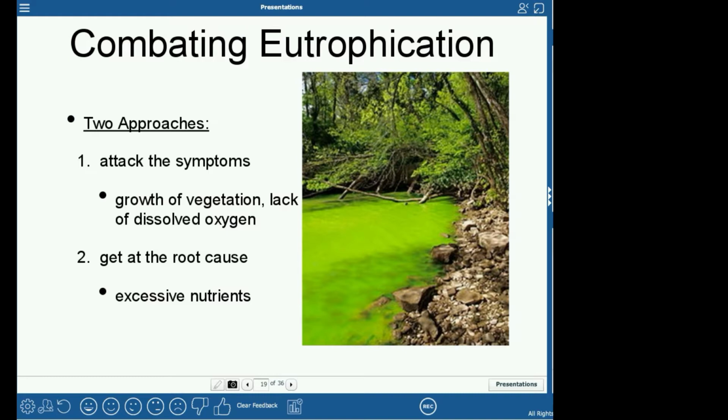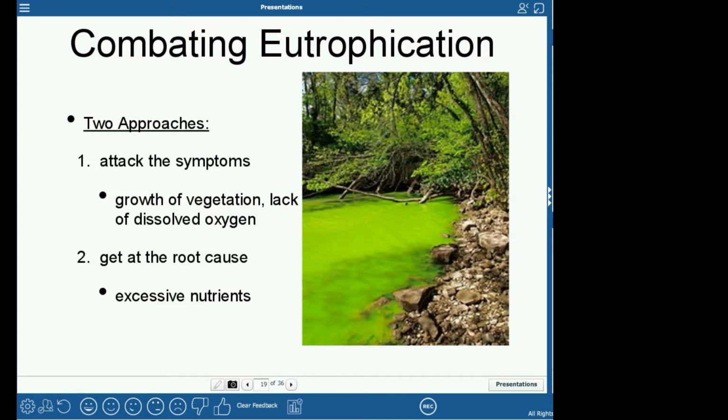There are two ways that we can combat eutrophication. We can attack the symptoms, so the growth of extra algae, like we could maybe sieve off all this extra algae. You'll see some neighborhoods or apartment complexes I've seen that have fountains to aerate the water to try and keep that extra oxygen in there, since a lot of times neighborhoods have really nice, beautiful grass that has been fertilized running into those ponds, and so that causes them to become eutrophic.